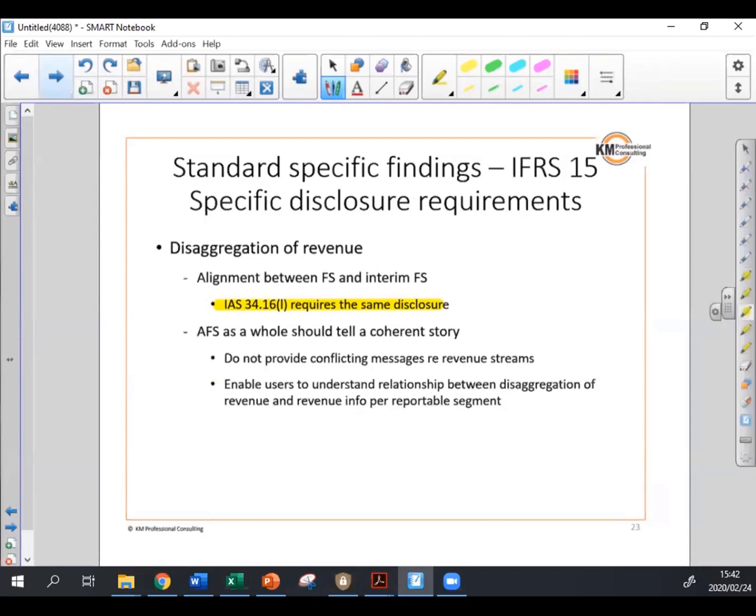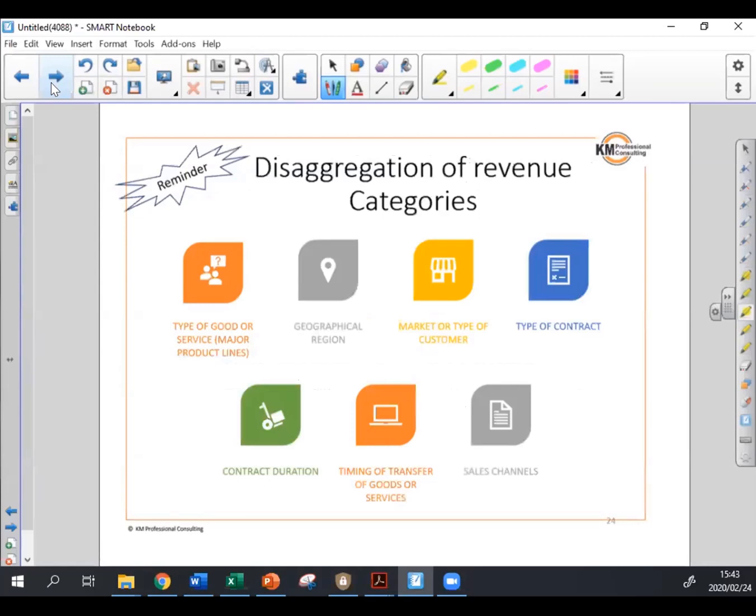We've also discussed that the application should tell a coherent story. Don't provide conflicting messages. Make sure that users understand the relationship between your disaggregation and your revenue per reportable segment. Again, this is obviously only focusing on listed entities, because they're the only ones that would comply with segment disclosure. But it is a space in the financial statements where people have tried to combine two things at once, and it's because it makes the most sense. So there's no need to repeat info for segments and disaggregation when they can be combined.